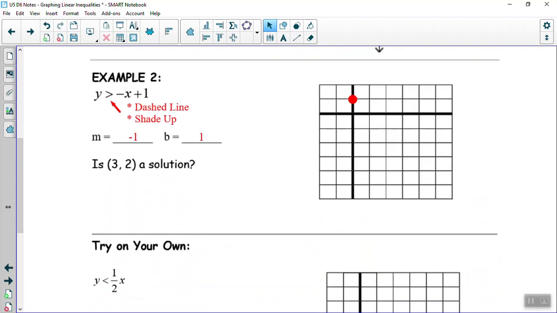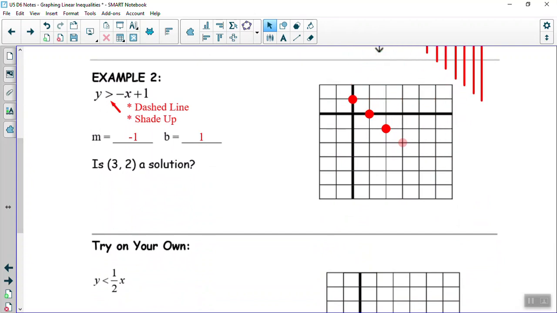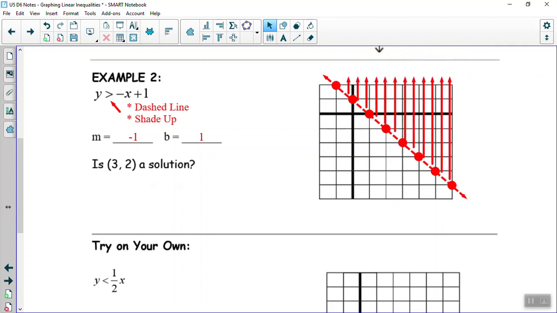All right, so let's get the rest of our points. -1 means my line is going to go down and to the right. Remember, if your slope comes out as a whole number, you just put a 1 under it and then use that rise over run. There's my points. Now I can graph my line. We said it was a dashed line, and then we want to shade up. So here's my shading up.